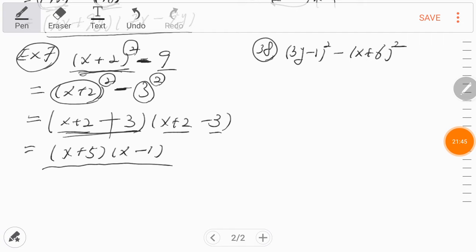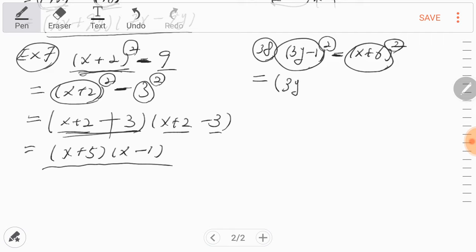Okay, let's try exercise 38. This is a difference of two squares, so we can factor this one using the difference of two squares formula. The star part is 3y minus 1, and the moon is x plus 6. So the factored form is star plus moon times star minus moon.